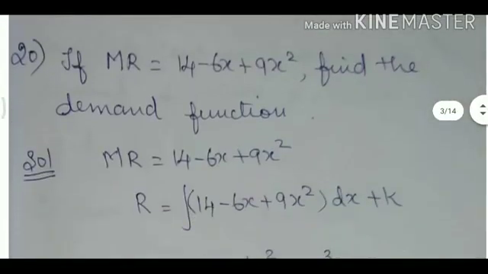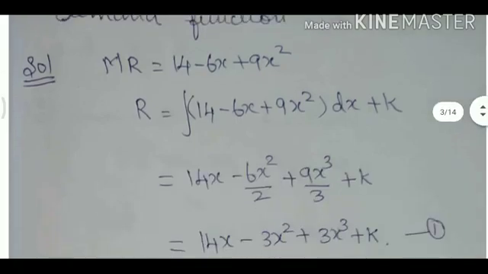Here also MR is given. If MR equals 14 minus 6x plus 9x square, find the demand function. In the last question they asked about the revenue function. Here they are asking about the demand function. So first we find the revenue, and after that apply the demand function formula P equals R by x. We are finding the demand function here.